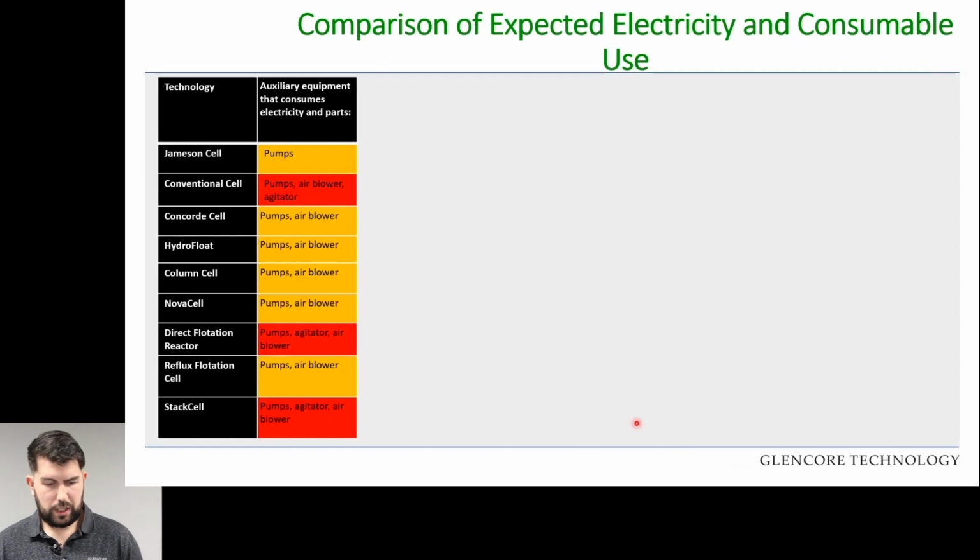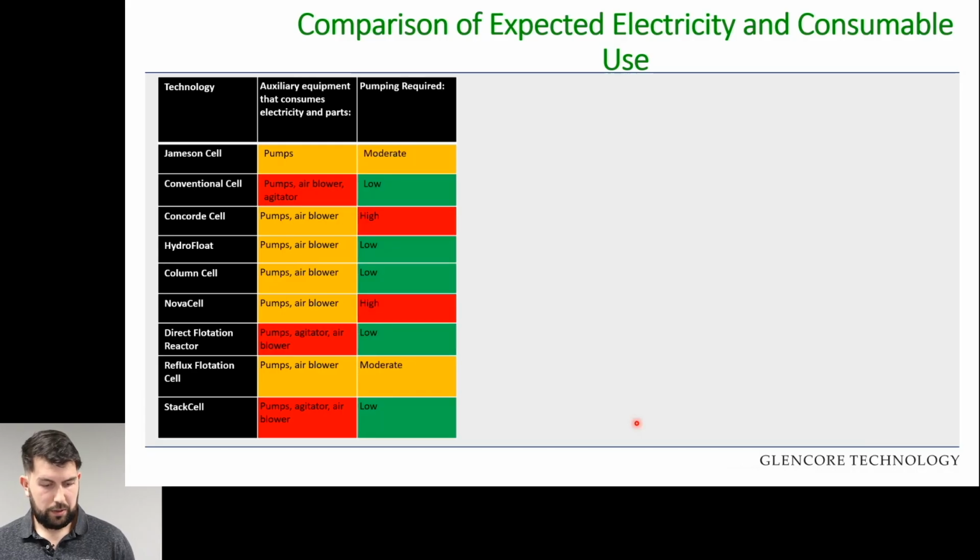Okay, we'll then move into the comparison of the expected electricity and consumable usage. So again, the same as the last table, we looked at what consumes electricity and what consumes spare parts on the equipment. Again, pumps, agitators, air blowers will all consume electricity at varying degrees. We then added a category for this one on how much pumping is actually required for an individual technology.